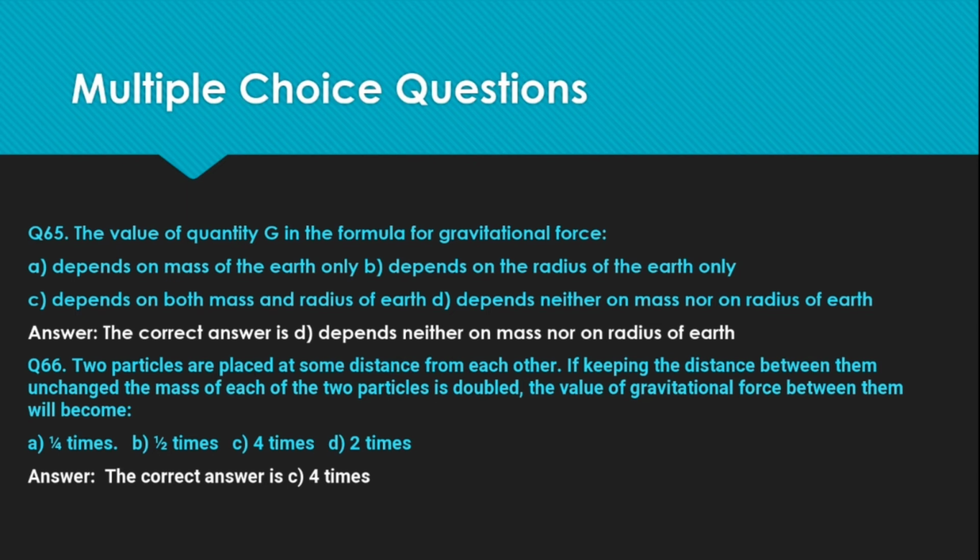Then the next question is, two particles are placed at some distance from each other. If, keeping the distance between them unchanged, the mass of each of the two particles is doubled, the value of gravitational force between them will become 4 times, as gravitation is directly proportional to the mass of the object, so it will become 4 times.